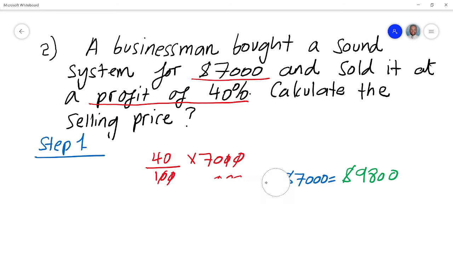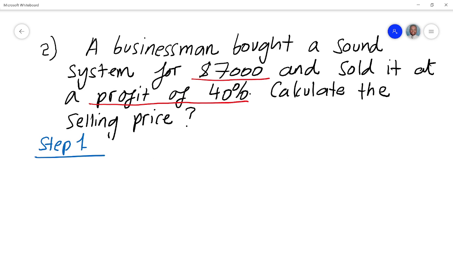Let's look at step 2. With step 2, you've got to remember that this person's made a profit, and because it's a profit, you're adding on to the percentage. So it's going to be 100% plus 40%, and you're going to get 140%. The reason why we're adding 100% is because it's a profit. So in other words, your selling price is going to be greater. If it's a loss, you subtract.